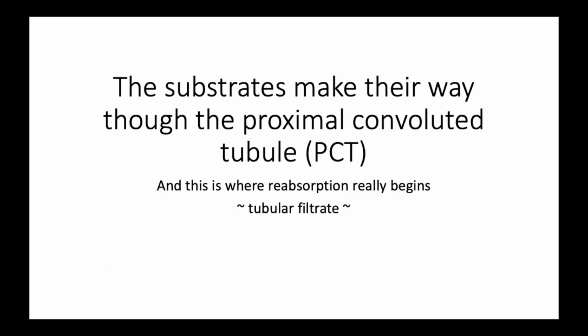So the substances, they've gone through the glomerulus, they're escaping through the capillaries, and now they make their way through the proximal convoluted tubule. This is where reabsorption really begins, and the majority of reabsorption takes place. At which time, once it's entered into the proximal convoluted tubule, it's called tubular filtrate.